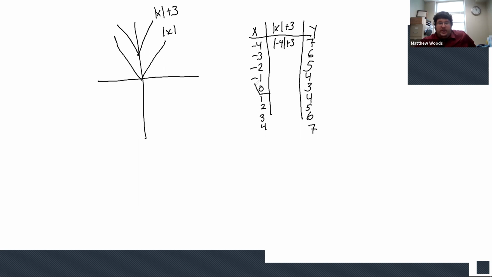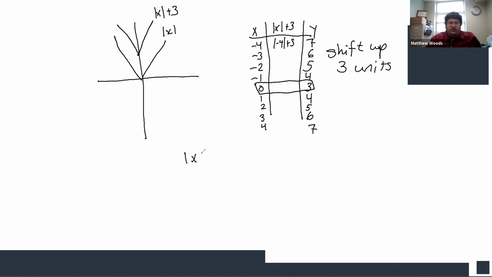So always look for either where your x is 0, or if that never occurs, where your y is 0. And notice in this case, we never have a y being 0, so we have to shift it where x is 0. So this was plus 3, it shifted up 3 units. And what you think would happen here becomes this. You shift down.